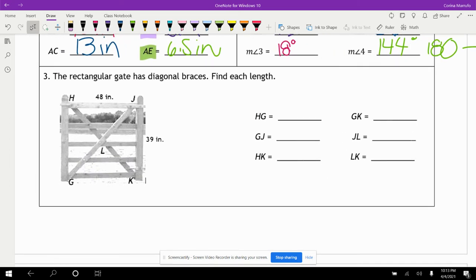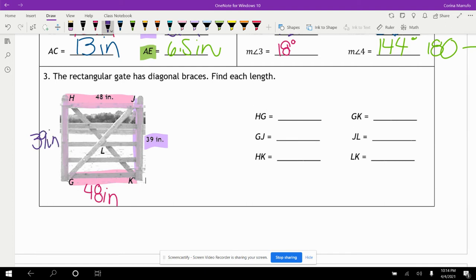Okay, the next one says a rectangular gate has diagonal braces. Find each length. So real quick, I'm just going to go through these. They tell us this is 48, so that means from here to here is also 48 inches. And from J to K is 39 inches, so that means from H to G is also 39 inches.